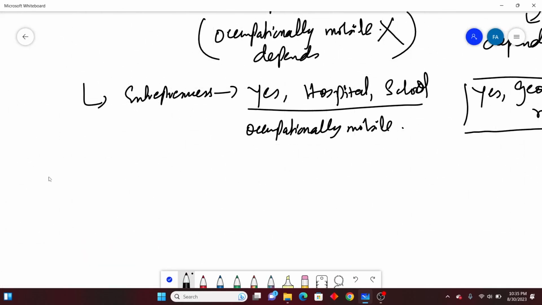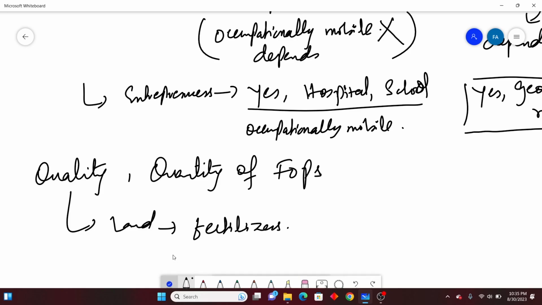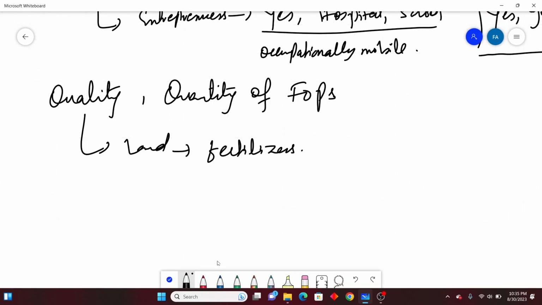Then the next important thing, not the last but the second last, is the quantity and quality of FOPs, which are factors of production. If we talk about the quality of factors of production, how can land be improved? Land can be improved by the use of fertilizers, by using certain machines, certain things which improve the quality of land, so that more can be produced by the land. What if we talk about labor? How could labor be improved?